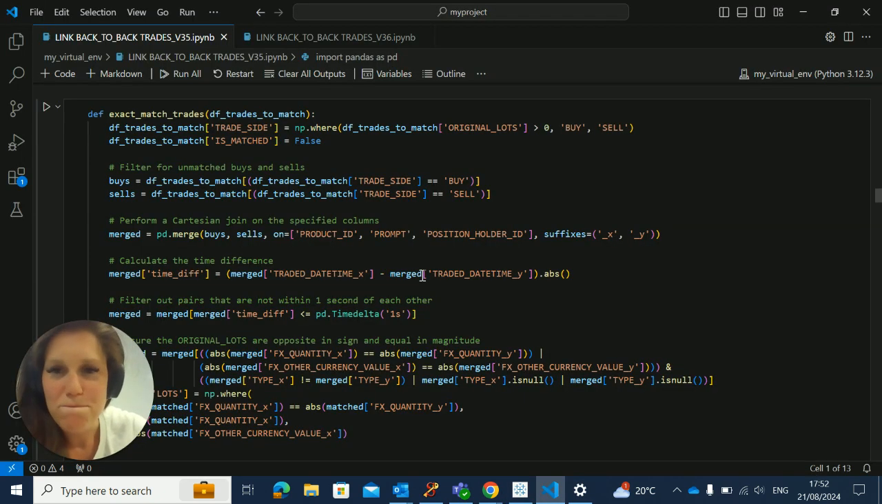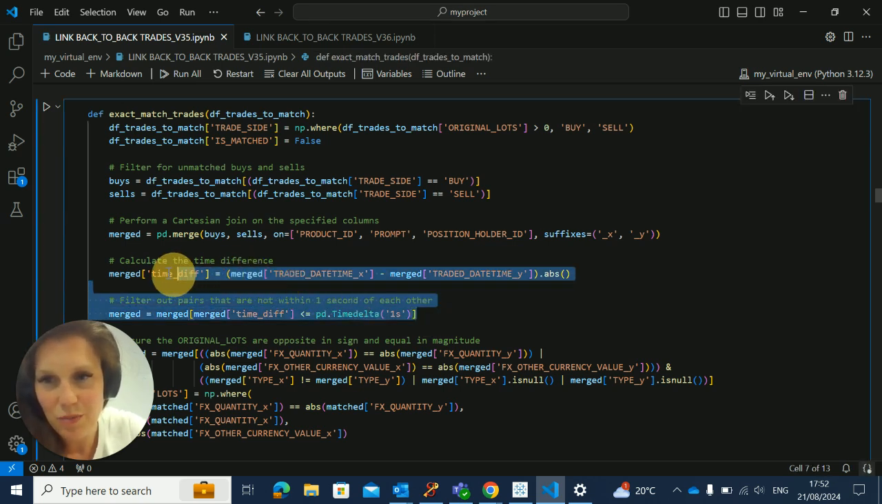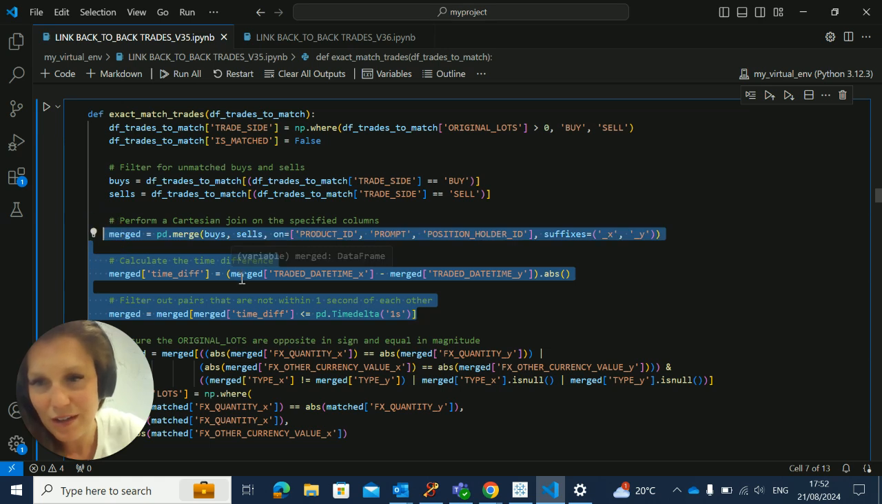But basically what happens is in this exact match trades function, in the original version, I was merging buy and sell side trades on 3 fields: the product, the option expiry date, and then the account holder. And then filtering out where the time difference between the buy and sell time is less than a second. There's probably a more efficient way of writing this instead of doing a cross join across all trades that happen in that day. Like, filter the data before you join it.